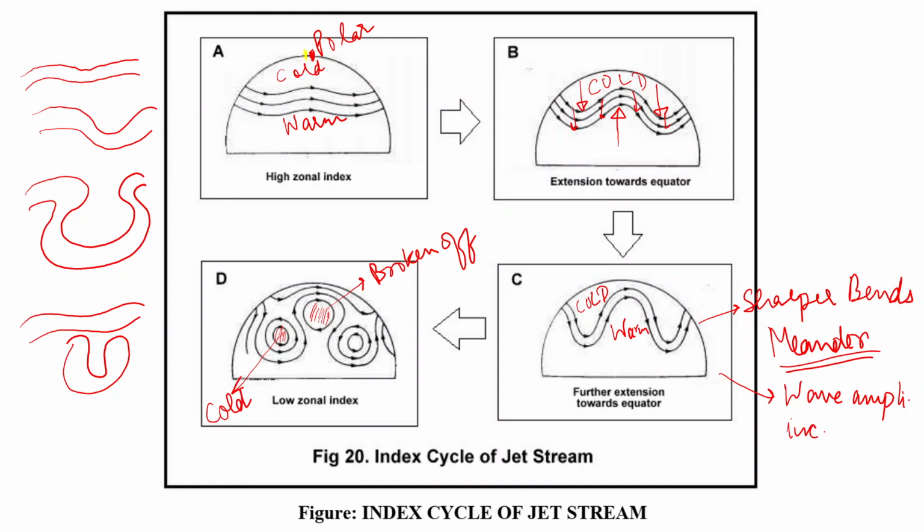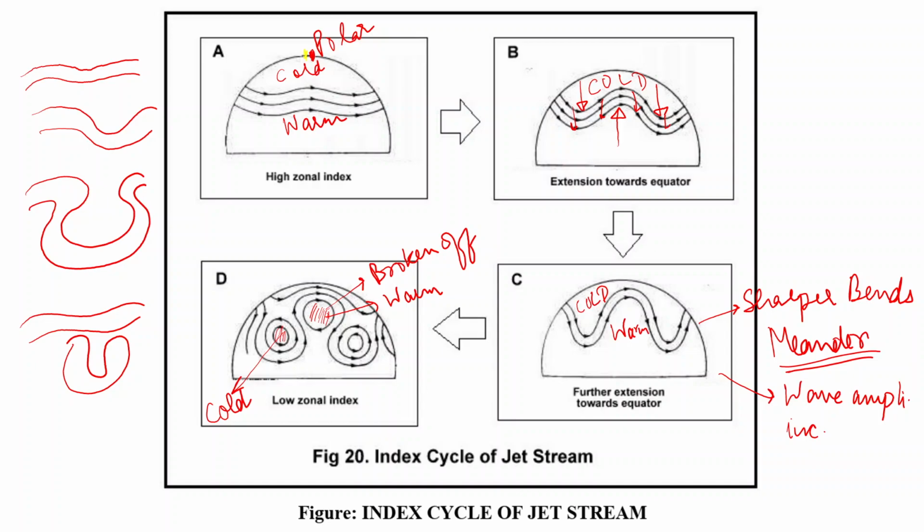And in the upper atmosphere of higher latitudes, this warm air mass, the tropical air mass, gets trapped up. So this is called the low zonal index. This is the name given to the index cycle of jet stream.